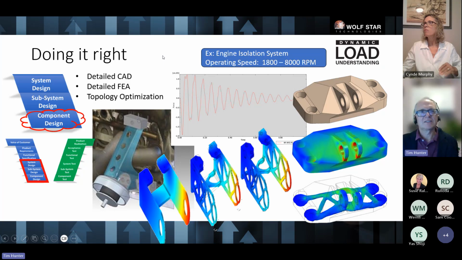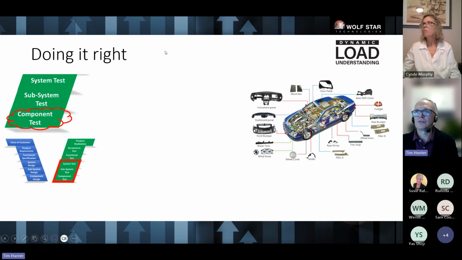Okay, so now we've gone through the whole virtual side of things, and now we're going to switch over to the testing side of things. We're going to switch it over to Cindy here, and Cindy's going to take us into the whole testing side and show us how that works.